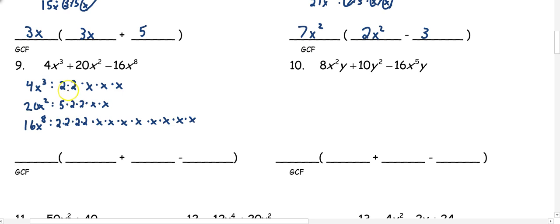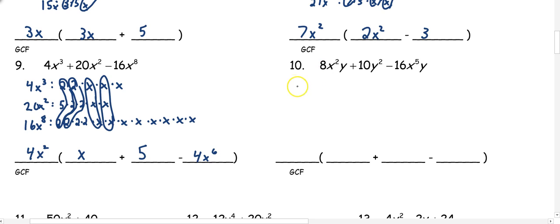So all of them in common have a 2, and they have another 2, and they have 2 sets of x's, which makes sense because all of these numbers are divisible by 4, which is 2 times 2, and the lowest exponent is x squared. So the remainder from the 4x cubed is just x. The remainder from the 20x squared is 5, and the remainder from 16x to the 8th is 2 times 2, which is 4, and there are 6 x's left, so x to the 6th.